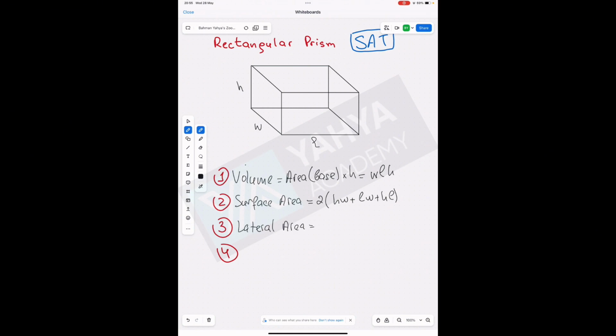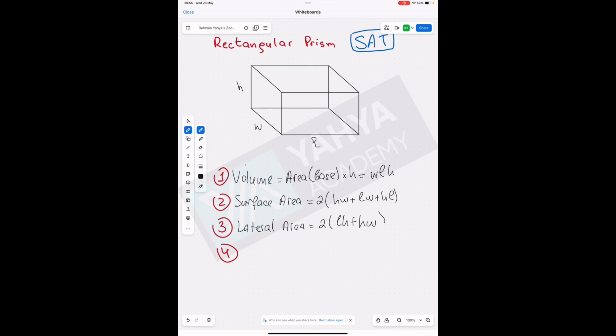The third formula is lateral area. Lateral area is just the sum of the areas of the sides: this is HW, this is LH, this is HW, and the same thing, LH, and we will have twice of LH plus HW.